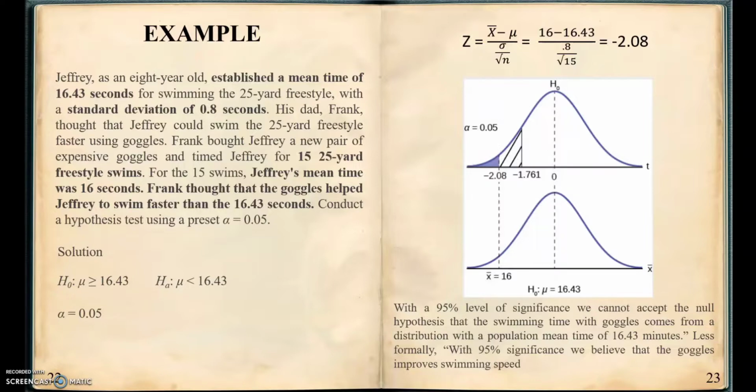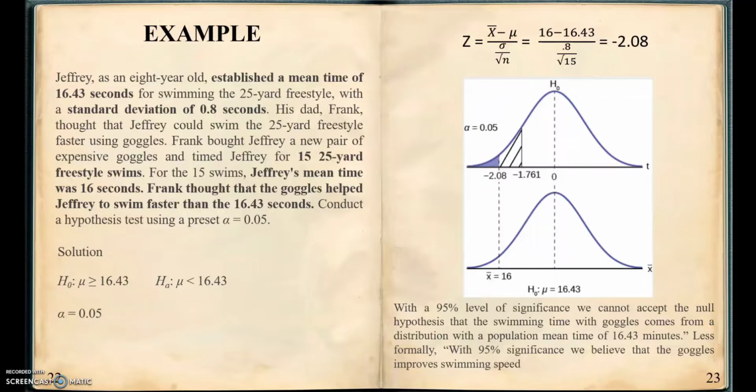Step 3. It is the calculation of the test statistic using the formula we have selected. We find that the calculated test statistic is 2.08, meaning that the sample mean is 2.08 standard deviations away from the hypothesized mean of 16.43.